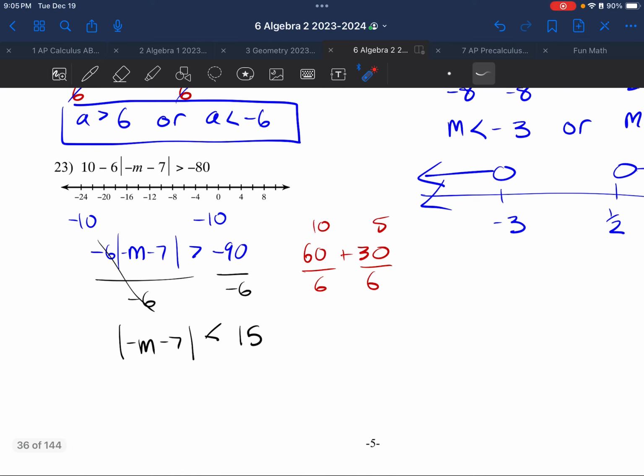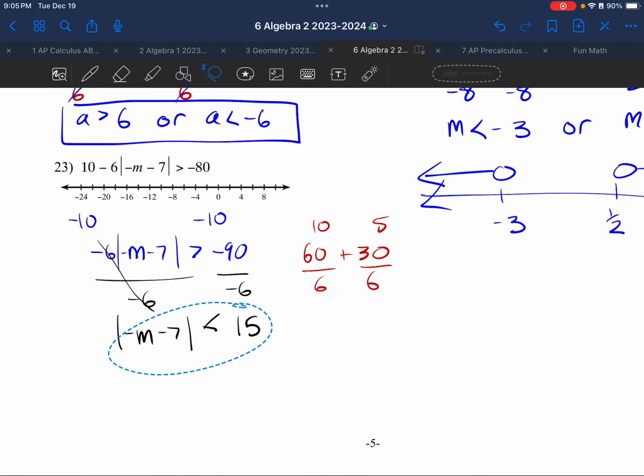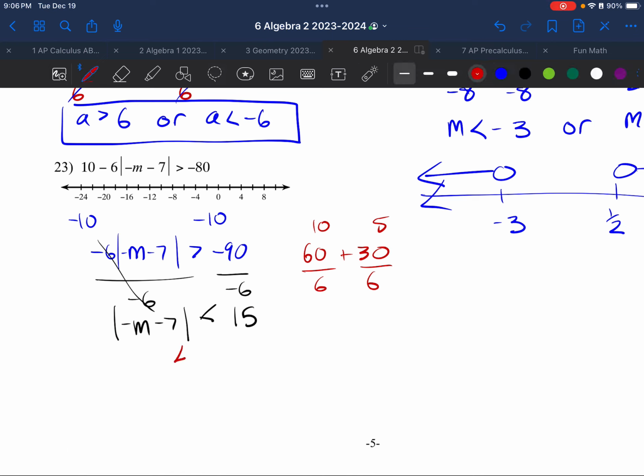All right, from here, we're going to drop the absolute value symbol and turn this into two different equations. The first equation is going to be negative m minus 7 is less than 15. The other equation is negative m minus 7 is greater than negative 15. Again, notice I switched the inequality symbol direction, and I switched this to a negative, the opposite, right? And then solve each of these the same way.